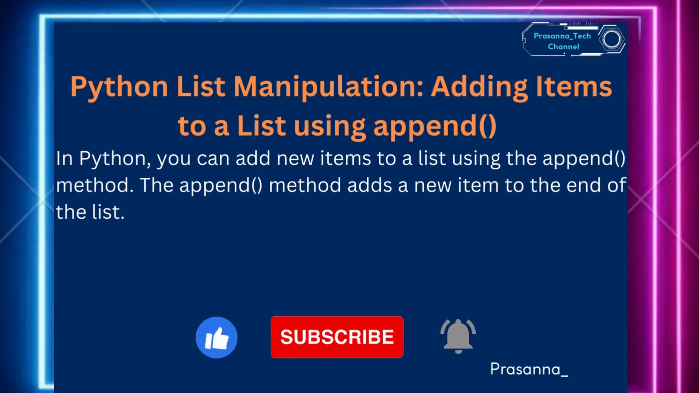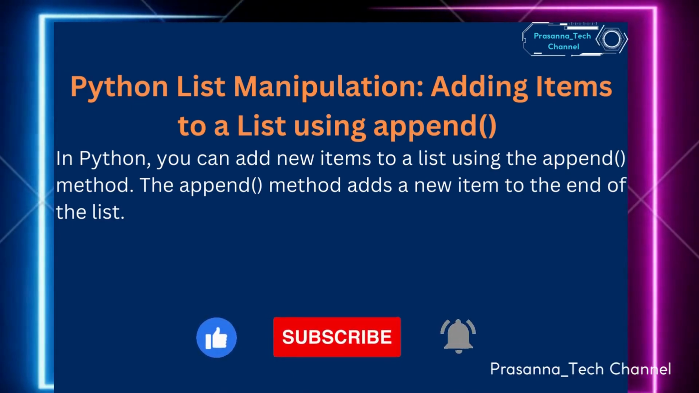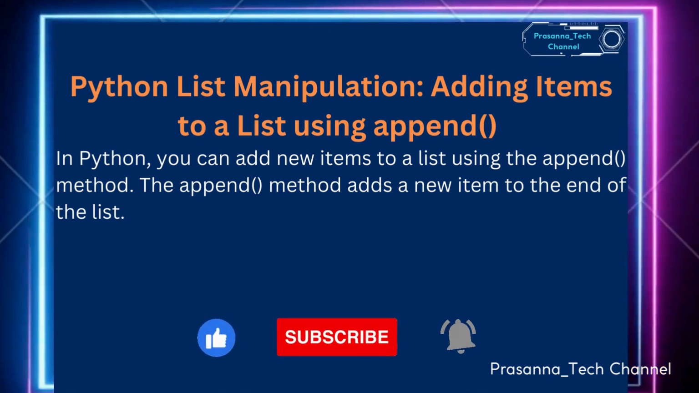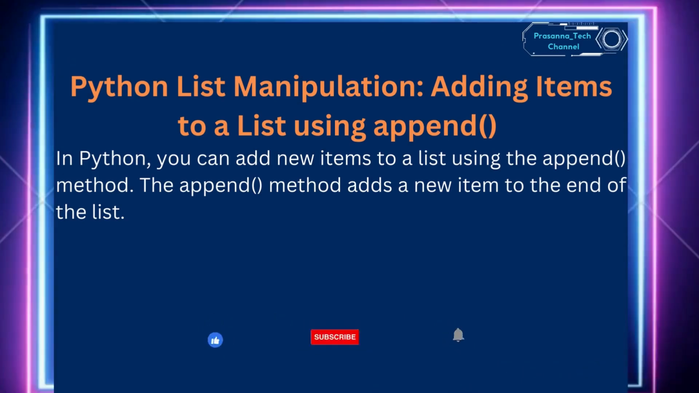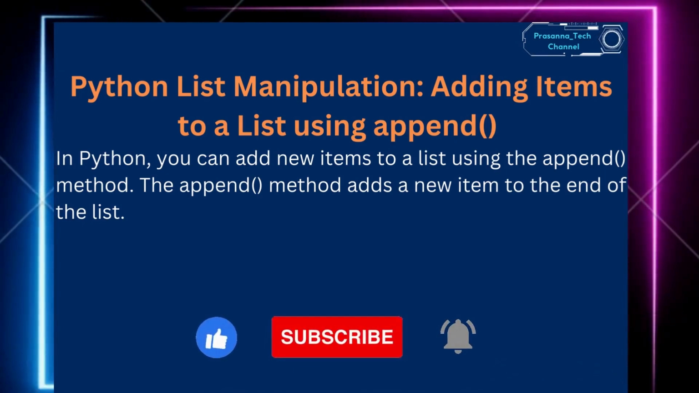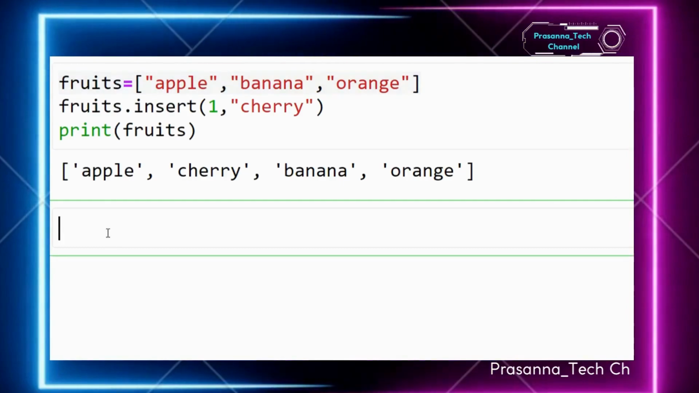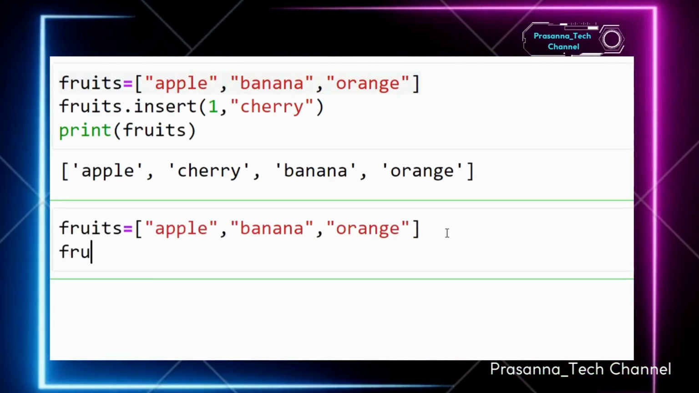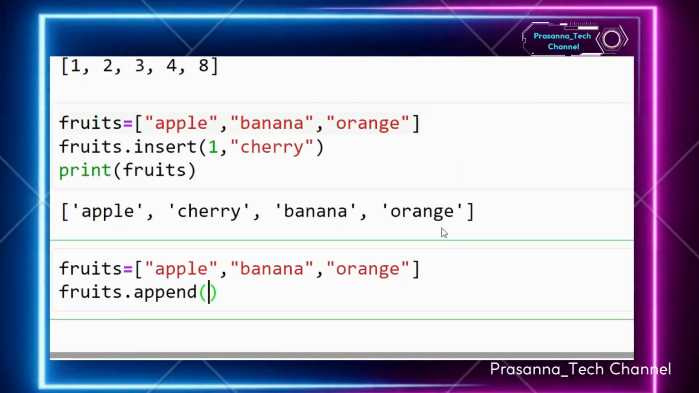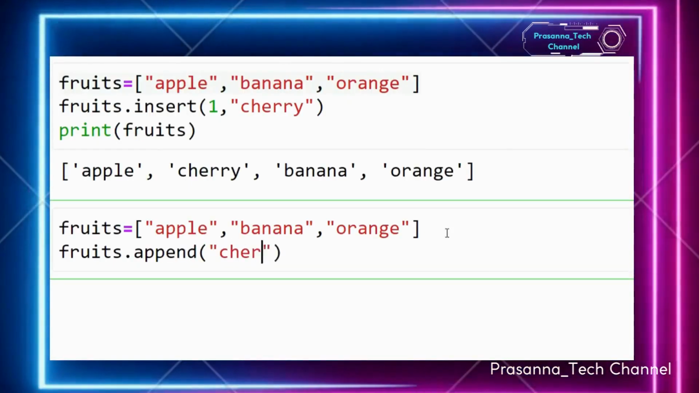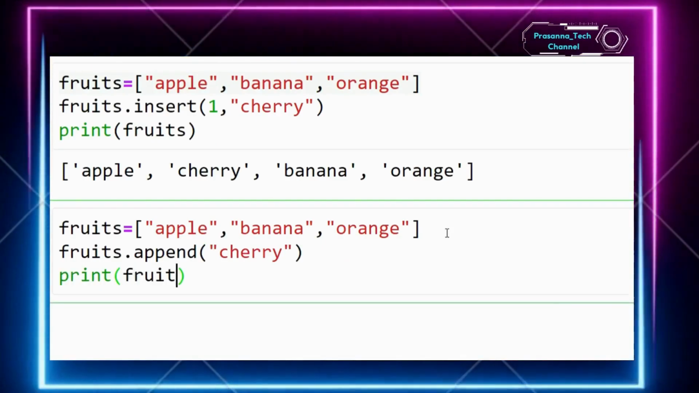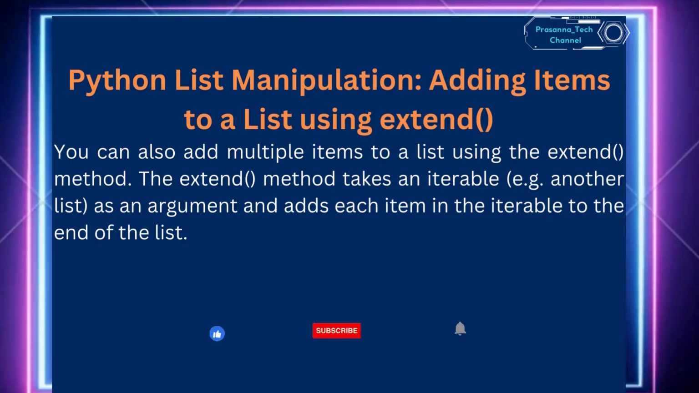Python list manipulation. Adding items to a list using append. In Python, you can add new items to a list using the append method. The append method adds a new item to the end of the list. Let's take an example. So I'm copying the same example which we have used before. Fruits equals to apple, banana, orange. Fruits dot append cherry. Print fruits. The result is apple, banana, orange, cherry.